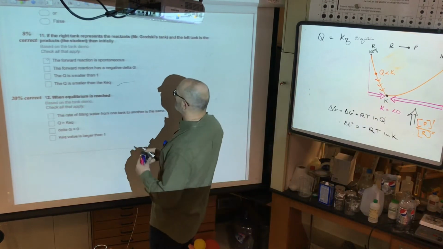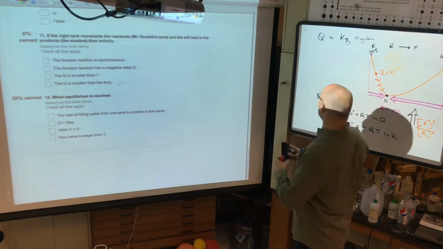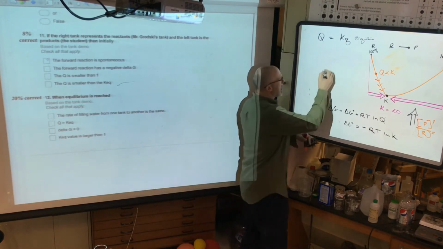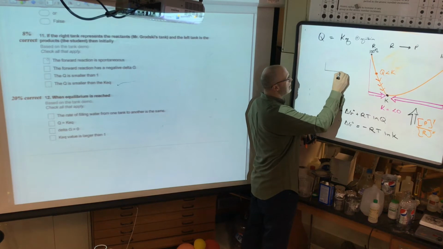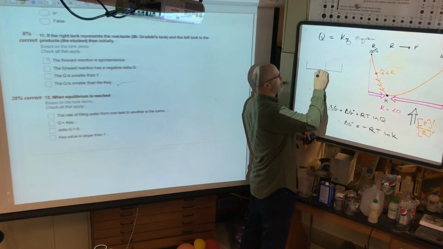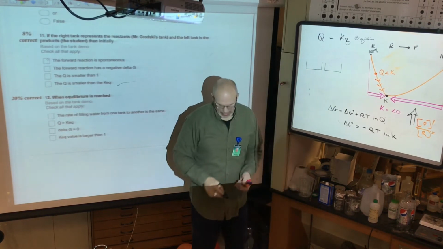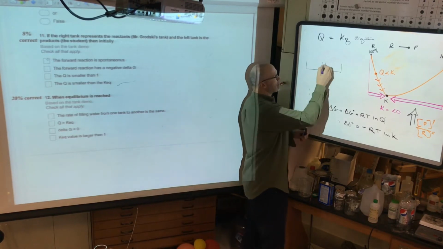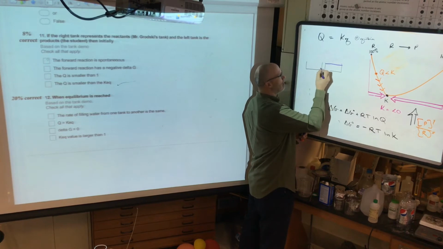Now, let's talk about if the right tank represents Mr. Grodsky. So we're going to redo this experiment. Hopefully you watched it, but we had this right tank, which was me, and this was the student, I forget her name now. They were the same size. And we had some, hopefully this is blue, but this might be purple because I started out with what? Yeah, it's purple. Okay, well we got purple.